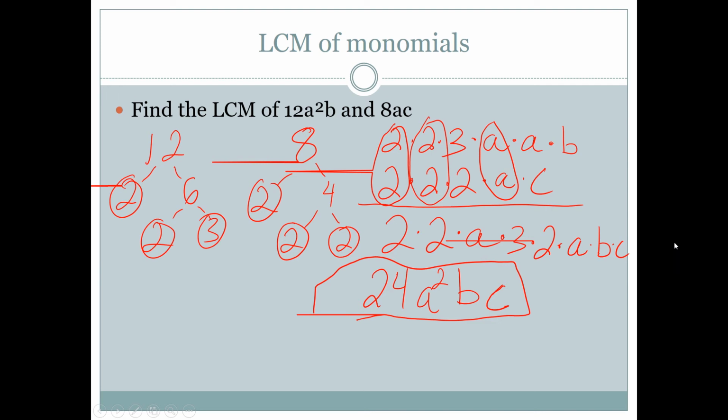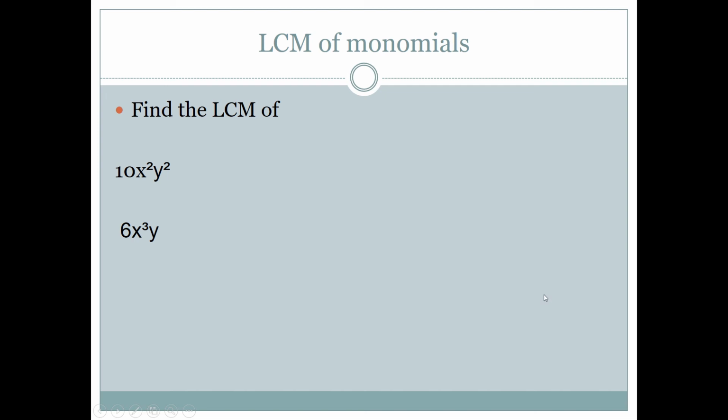So following the same method, factor tree, factor out all these squares as well and all the exponents like we did here. A squared is a times a. We'll look for pairs and then multiply everything together. Find the LCM of these two. Pause the video now and do that.